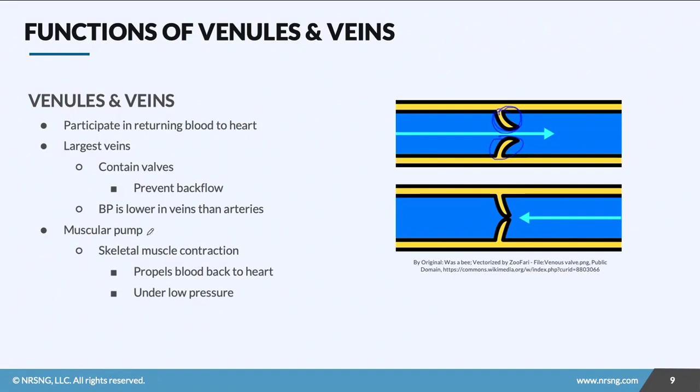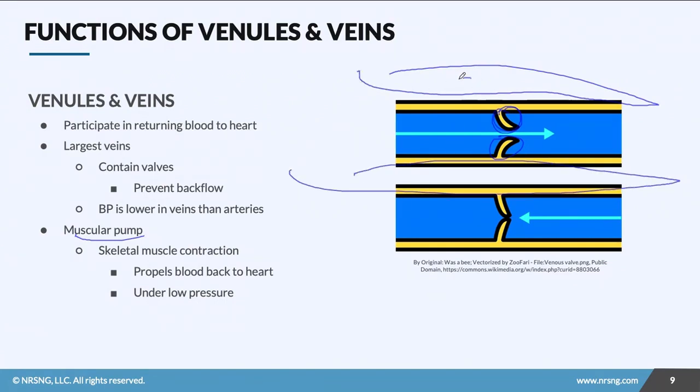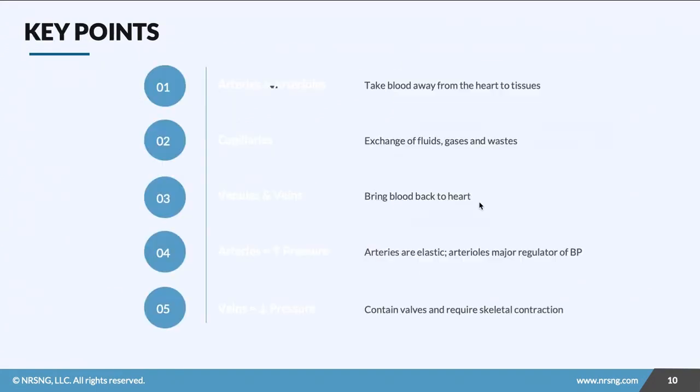We also have what's called a muscular pump. Surrounding these veins is skeletal muscle. Now, as that skeletal muscle contracts, it's going to squeeze on these veins, and that's also going to further propel that blood back up to the heart. And then we have these valves to help prevent it going backwards.